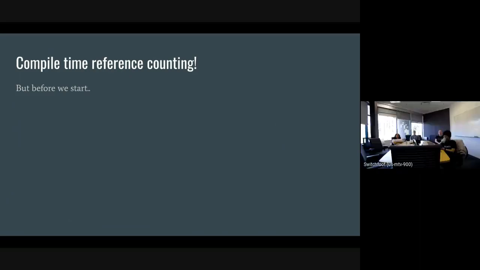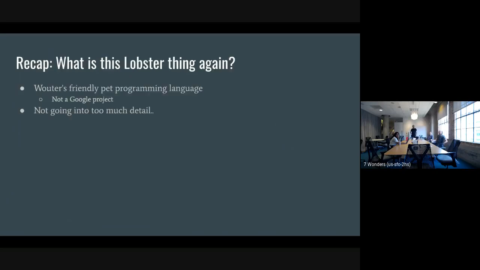And I've already implemented it, and it's called compile time reference counting. So before we start explaining what that actually is, I want to remind you very, very briefly, what is this Lobster thing this guy keeps talking about? So it's my friendly pet programming language. It is mostly not a Google project, even though I've occasionally used it inside of Google. I'm not going to describe this language in any detail whatsoever. I'm just going to mention a couple of things about it that are relevant to the topic of compile time reference counting.